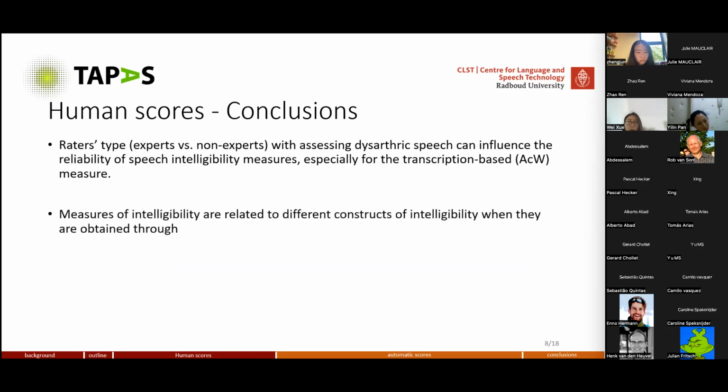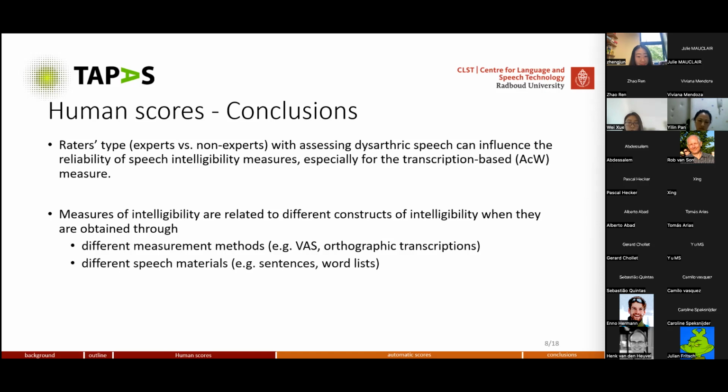Further, it seems that measures of intelligibility are related to different constructs of intelligibility when they are obtained through different measurement methods, such as fuzz or orthographic transcription, and using different speech materials, such as sentences or a word list, as well as when they are at different granularity levels, whether at the sentence or word level, etc. Again, this shows that intelligibility is a complex construct. Thus, it is necessary to involve different speech materials and collect measures of intelligibility at different levels.